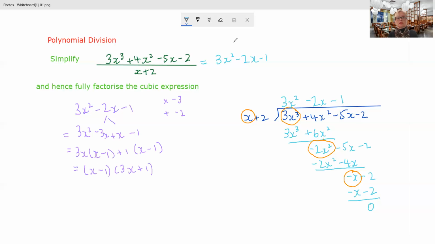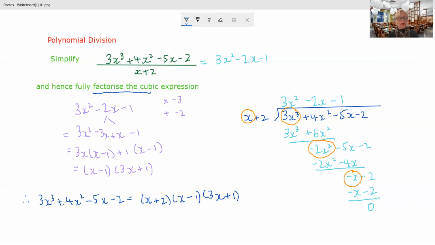We're almost at the point where we've answered the question. So the question said fully factorise the cubic expression. So let's do that now. So 3x cubed plus 4x squared minus 5x minus 2 equals our x plus 2 times these two brackets here. And it doesn't matter which order you write the brackets in because multiplication is commutative.